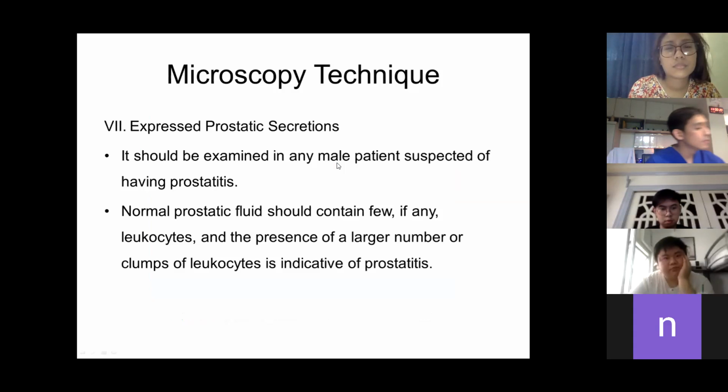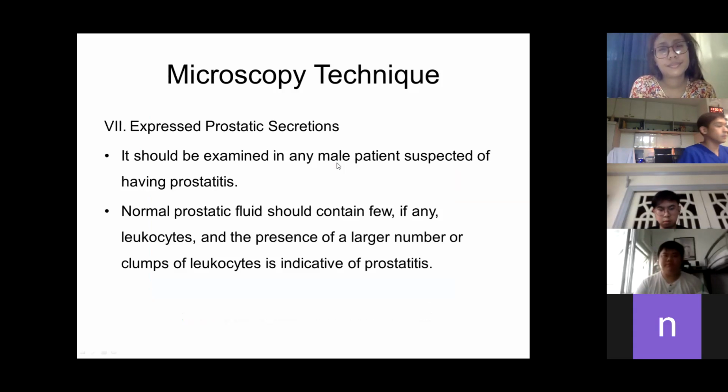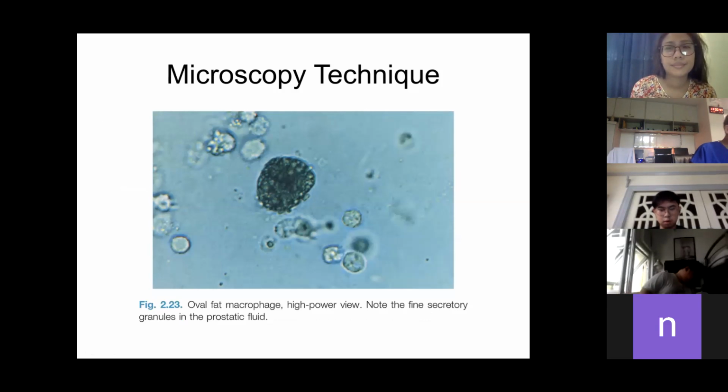Next, the last part of the microscopy technique, the expressed prostatic secretion. It should be examined in male patients who are suspected to have prostatitis. Normal prostatic fluid should contain few leukocytes, and the presence of large numbers of clumps of leukocytes is indicative of prostatitis. Another example is an oval fat macrophage in a secretory granule in the prostatic fluid.